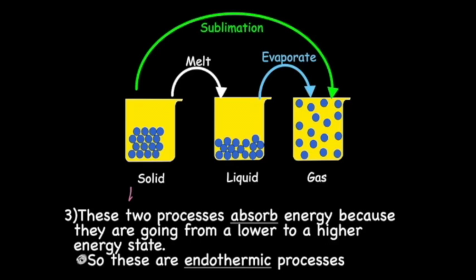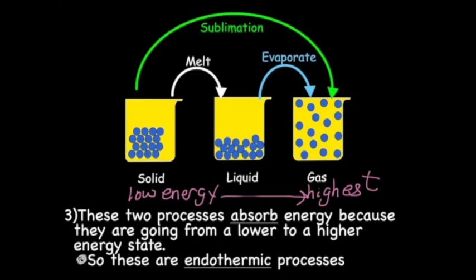Now, something to keep in mind here is molecules of a solid have the lowest energy, and molecules of a gas have the highest energy. So what we're doing here is going from a state of lower to higher energy. So melting, going from solid to liquid, or evaporating, going from liquid to gas, you're needing to absorb energy because we're going from a lower to a higher energy state. Because you're absorbing energy, we're going to call these endothermic processes.